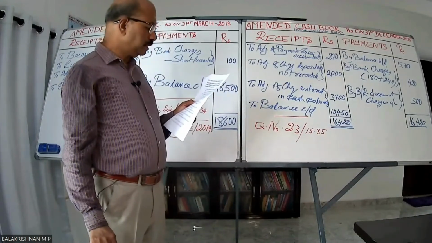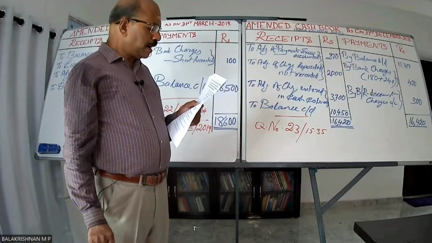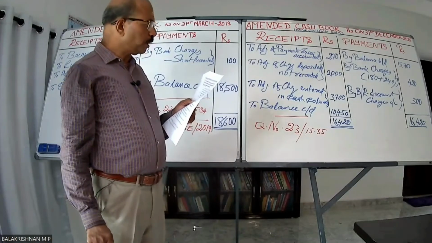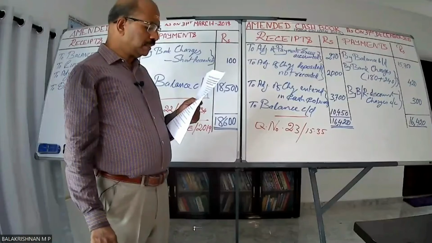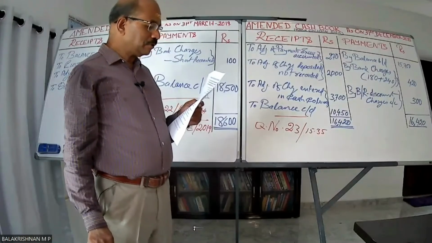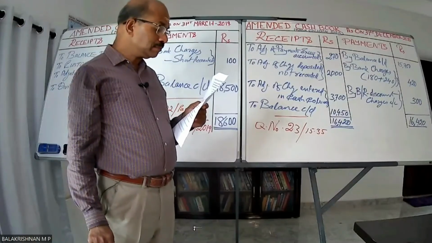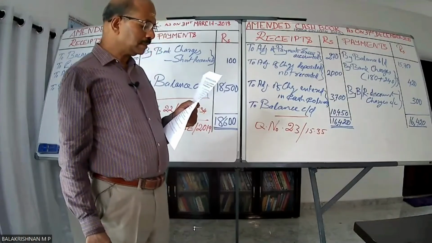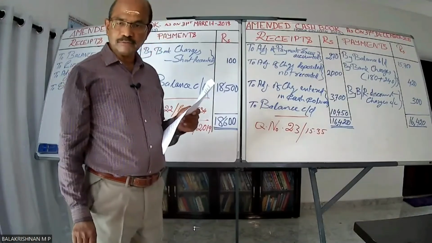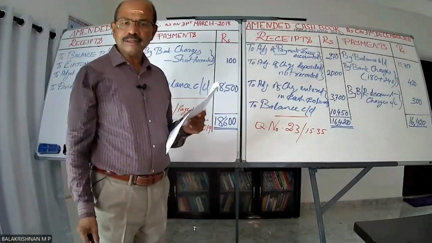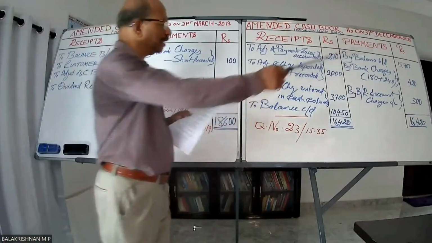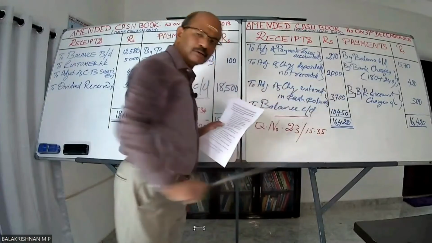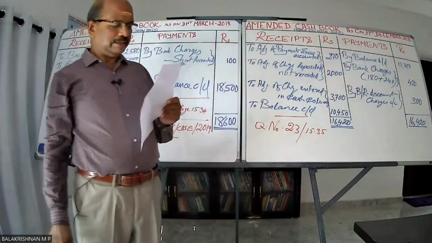Next one is bank charges of rupees 180 on 30th November 2018 and rupees 240 on 30th December 2018 have not been entered in the cash book. So total bank charges come to 180 plus 240, that is 420 rupees. Account it: bank charges to bank, or bank by bank charges, 420. Matter over. That's all. Next one.